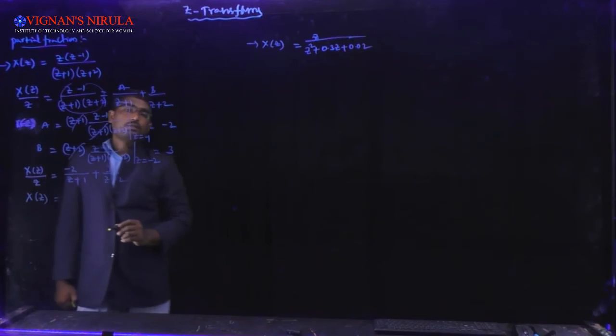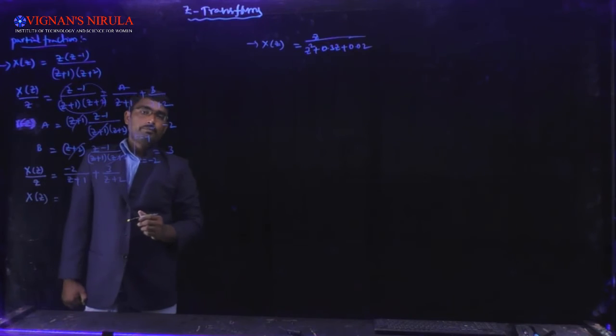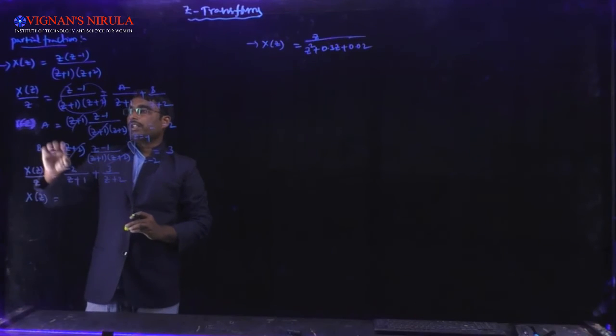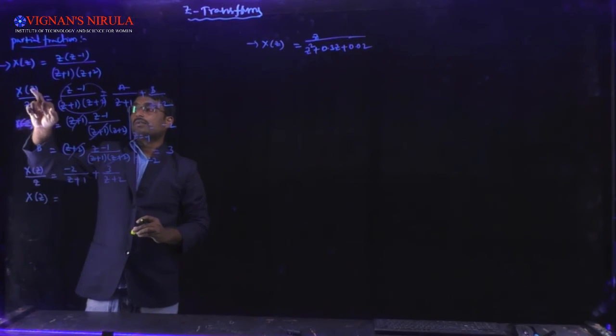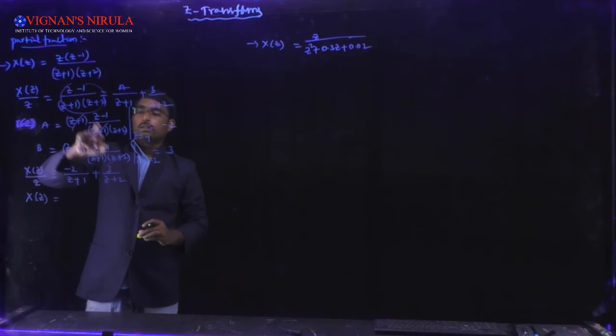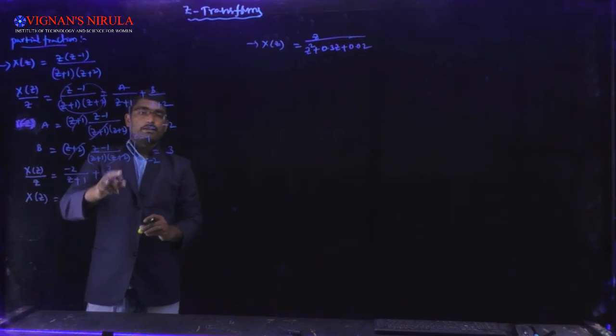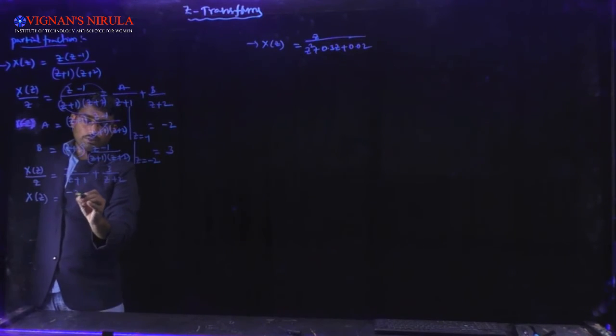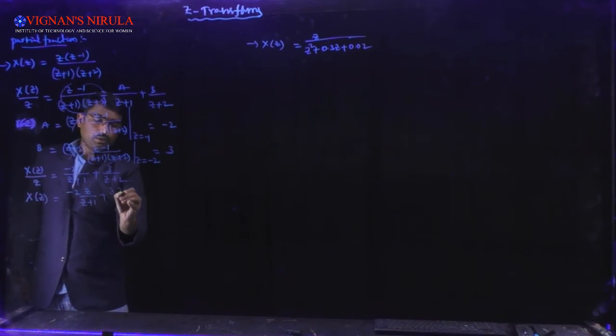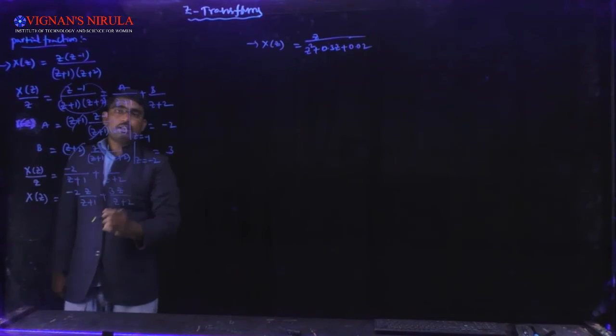Now take this z to the right side after doing the partial fractions. I repeat again, first we need to find the partial fractions for the X(z)/z function. After getting the partial fractions, now take this z to the right side. X(z) = -2 z/(z + 1) + 3 z/(z + 2). After taking the z to the right side, now find the inverse Z transform.